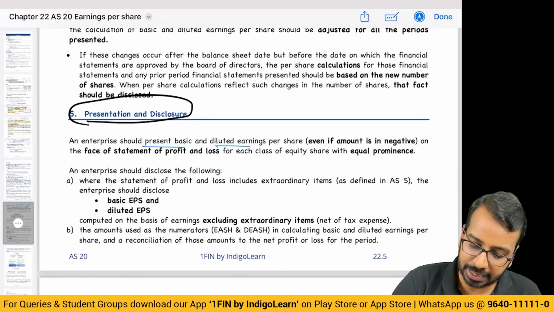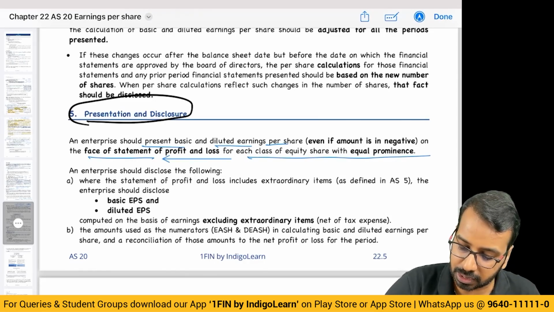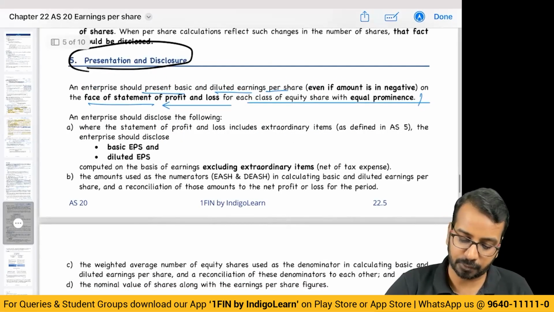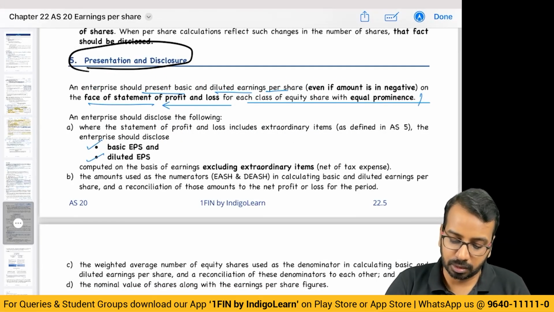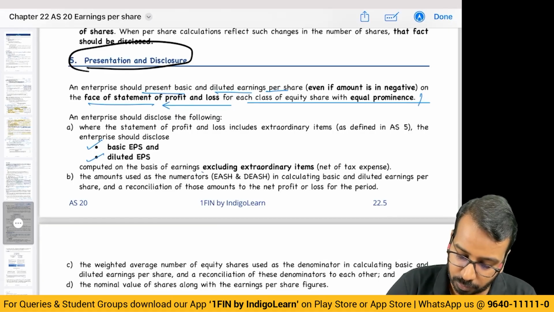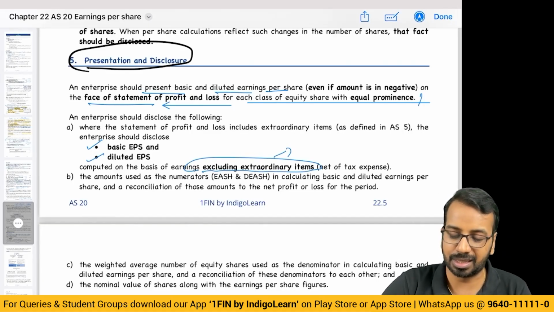Presentation. Basic and diluted EPS should be presented on the face of the statement of P&L for each class of equity shares with equal prominence. So you have to disclose basic and diluted EPS, and also you have to compute it excluding extraordinary items and considering extraordinary items. This will not be tested. This is only for your remembering.